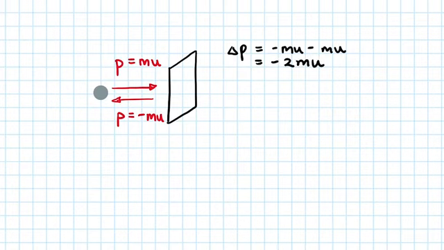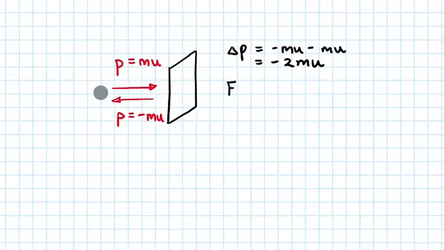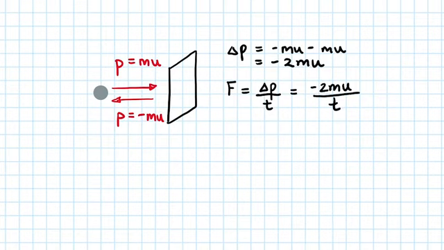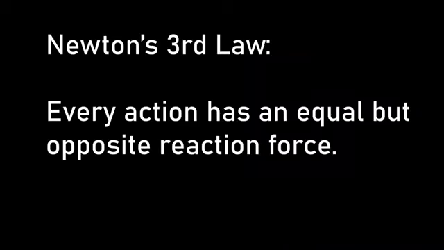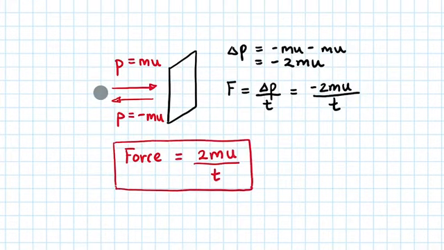Do you remember the impulse equation relating the change in momentum and force? Force is equal to the change in momentum divided by the time of impact. Substituting this into the impulse equation, the force that the particle exerts on the wall is minus 2mu over their contact time. But we are more interested in the force that the wall exerts on the particle. So according to Newton's third law, the wall exerts an equal but opposite force on the particle, which is just 2mu over t, allowing us to drop the minus sign.